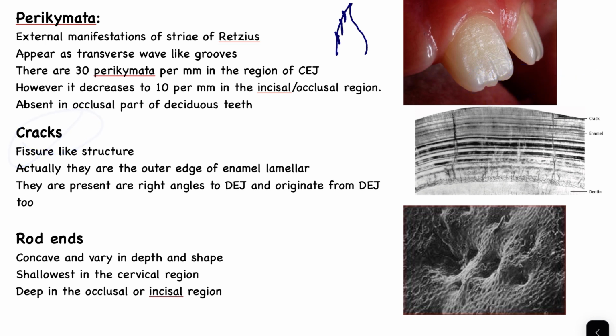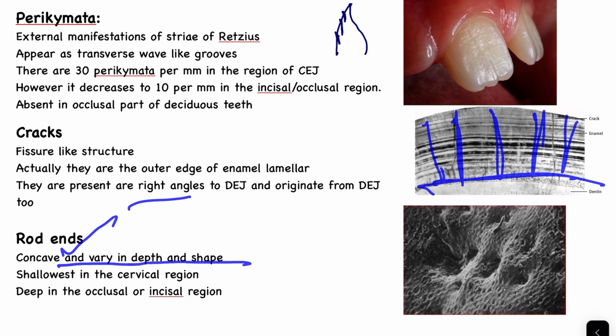Cracks. What are cracks? So cracks are fissure-like structures. They are present on the outer edge of enamel. They are the outer edge of enamel lamella, and they are present at right angles to the dentino-enamel junction. So basically cracks are gaps in the enamel, present on the outer edge. If this is a dentino-enamel junction, they'll always be perpendicular to the DEJ.